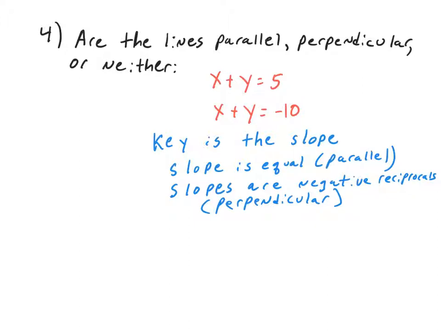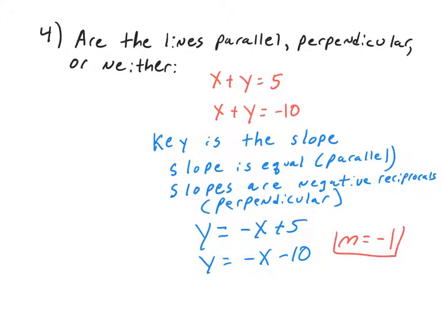So the first one is going to be y equals negative x plus 5. On the second one, we're going to get y equals negative x minus 10. And what's in front of both of them is going to be a negative 1 for the slopes. So the slopes are the same for both. That means that they are parallel.